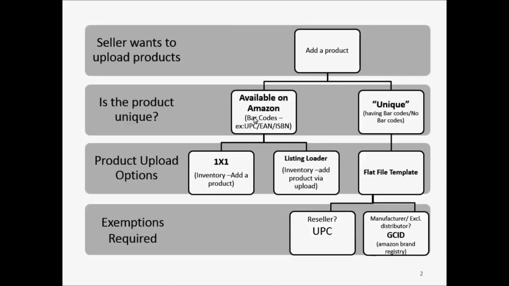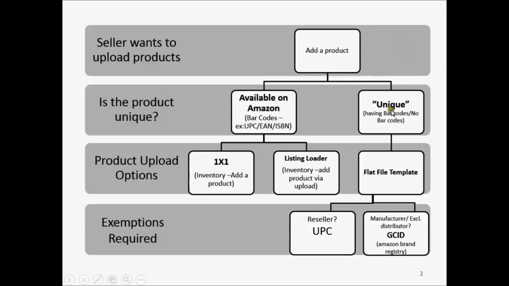One method of uploading this overlapping selection would be 1x1. In order to do that, you need to log on to sellercentral.amazon.in, click on the Inventory tab, select Add a product from the drop-down options that are available, and add the product. The other method of uploading overlapping selection in bulk is using the flat file inventory template. Both these methods are already covered in the MFN onboarding webinar.